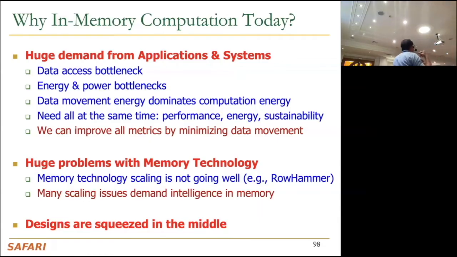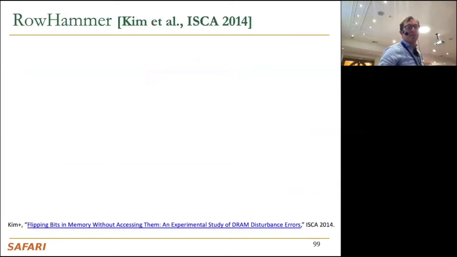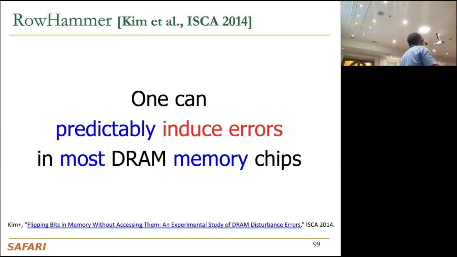I'm going to show you a very quick example. I'm not going to go into the detail. But basically, both of these sides, both technology and application and system, are pushing us to do more intelligent things in memory. So we're squeezed in the middle. So, RowHammer, very quickly. This is what we're going to discuss later on, but you can induce errors in most DRAM memory chips. This is a technology scaling problem because cells are so small and close to each other. You have interference between the memory cells. As a result, access to one memory cell affects accesses to other memory cells. So you get bit flips.